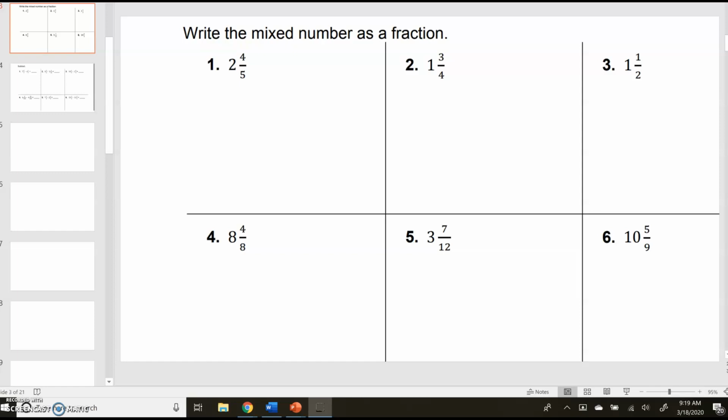Okay, so let's look at number 1. We're going to write the mixed number as a fraction. We've been doing this in class quite often, but I just wanted to jump on and give you a good review of this.